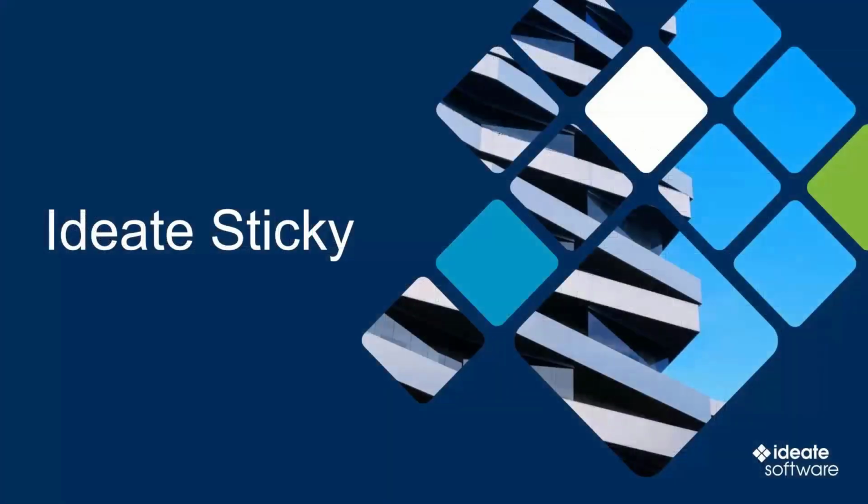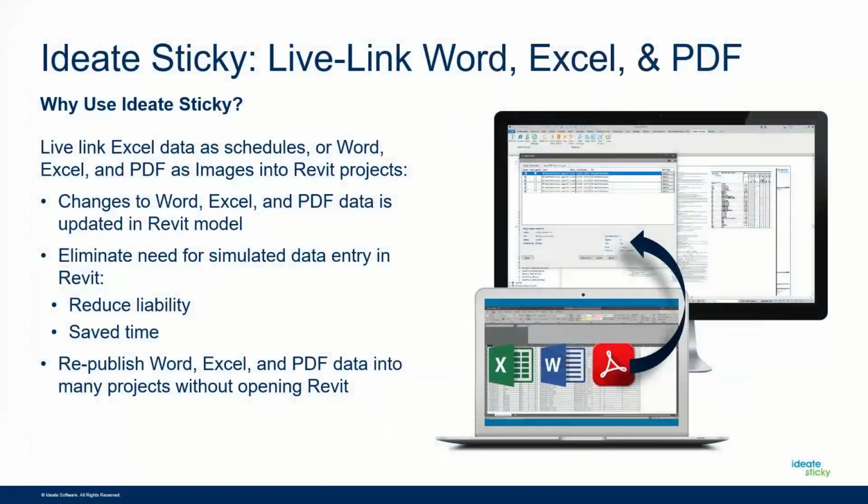So as we move on to Ideate Sticky, Ideate Sticky, as hopefully most of you know, is our connection to Excel, Word, and PDF. It allows you to live link that data. So we're calling it sort of non-BIM data because it's not tied to a specific element within Revit, but you can link Word files or PDF files or Excel documents either as a schedule header or as an image into your Revit project.